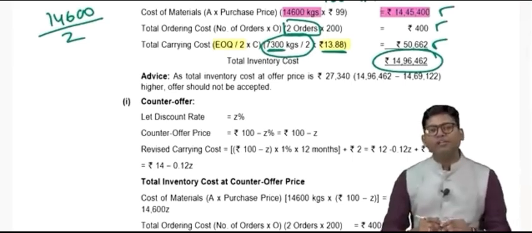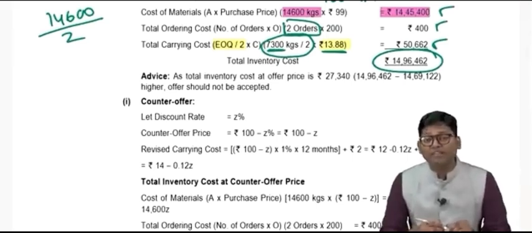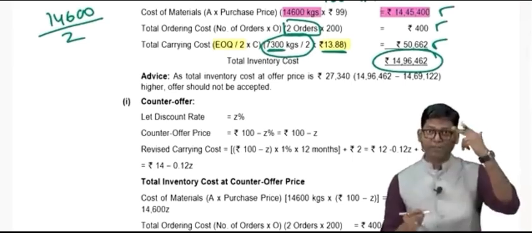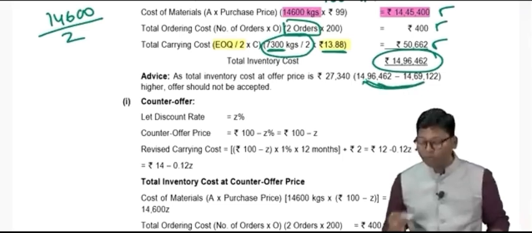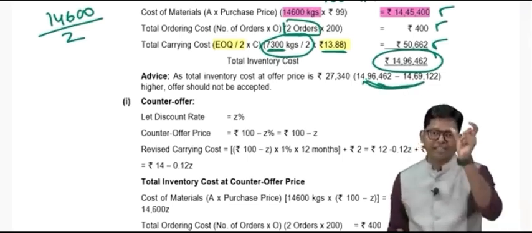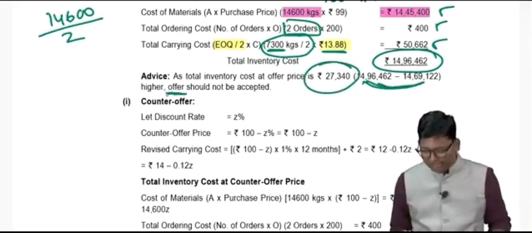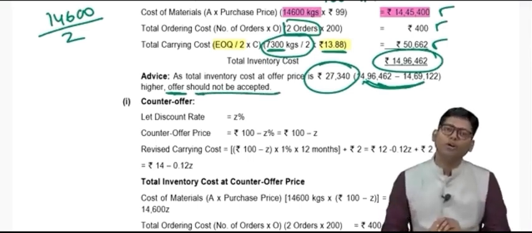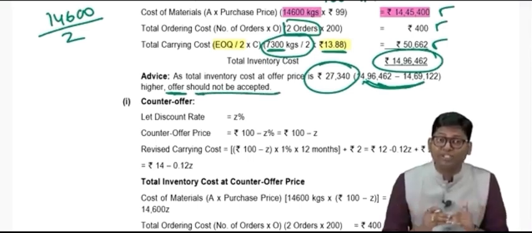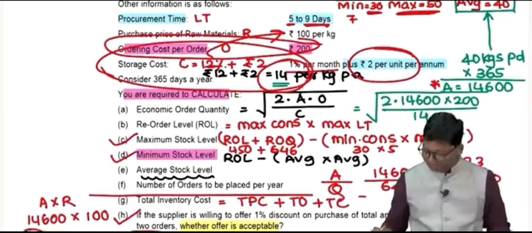As the total inventory cost at the offer price is 27,340 higher, it is a higher cost. I have compared my proposal's cost with the EOQ's cost, and the difference is recorded here. It is higher, and that's why the proposal should not be accepted. And here is the calculation end of your second last point.